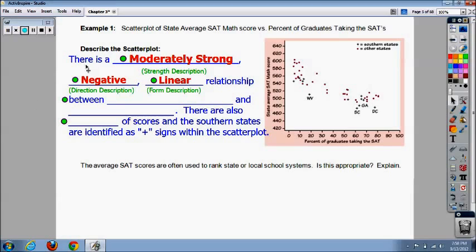So you're going to start out by saying there is a moderately strong negative linear relationship between, and now you have to describe the two quantitative variables that you're trying to find a relationship between. And that was our percent of graduates taking the SAT and the state average SAT math score.